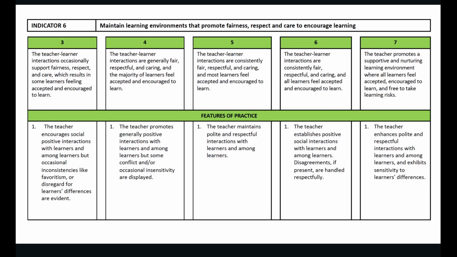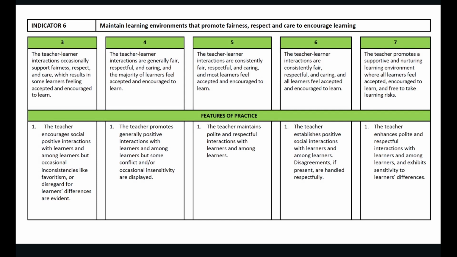So in 7, the teacher creates a supportive and nurturing learning environment. It's more than just being consistently fair and caring. Instead, you create an environment where our learners are not afraid to make mistakes. They are open and they know how to interact with each other without hurting each other. They have already maintained that culture of respect for each other's opinion.